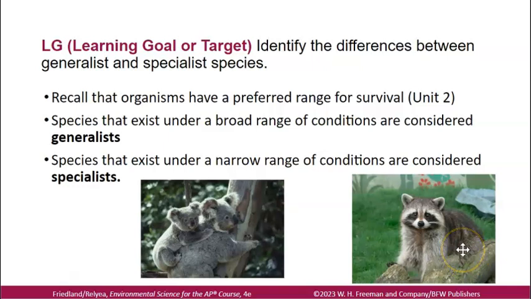A raccoon probably originally lived in a forest, but can live around humans in neighborhoods, in sewers, eat lots of different types of food, scavenge things. Koala bears are very specific. They live in Australia in the eucalyptus forest. They eat eucalyptus leaves, and it's a very specialized diet and a very specialized location.